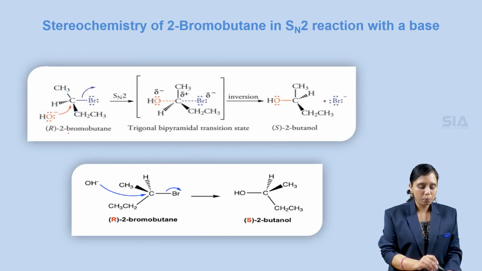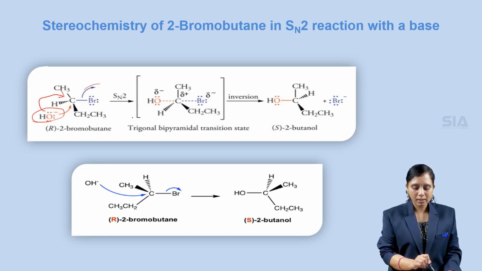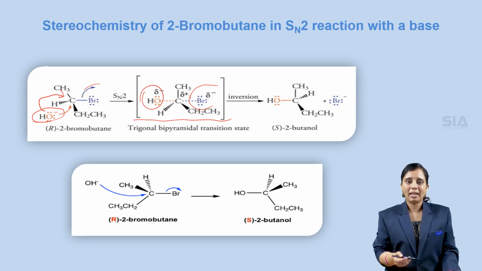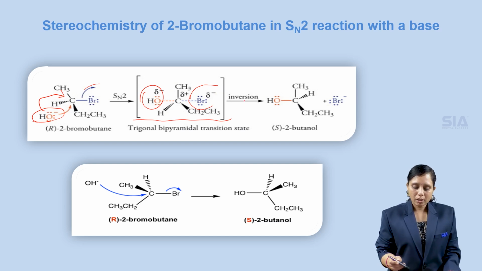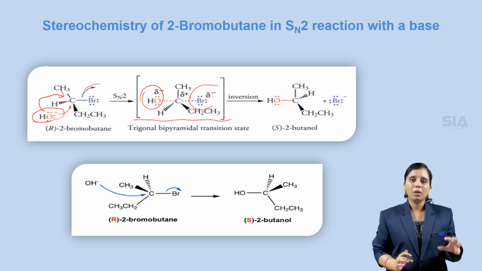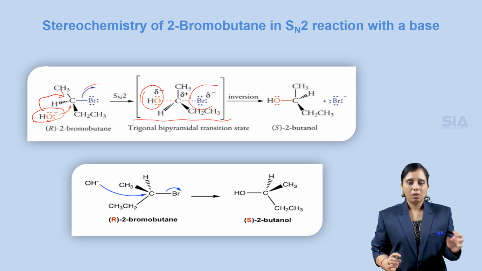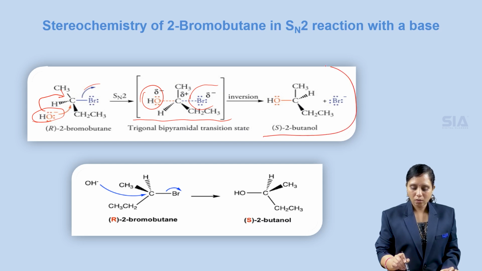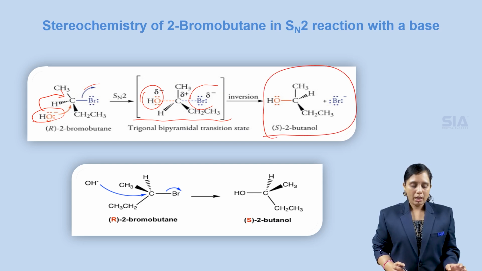When 2-bromobutane in the presence of a base undergoes SN2 reaction, the nucleophile attacks from the backside. We can see in the transition state that there is a backward attack of the nucleophile, and from the front the bromide ion, the halide ion, is removed. Because of this, there is an inversion of configuration. The configuration has changed from an open umbrella to a flipped umbrella. So this suggests Walden inversion. I hope you have understood.